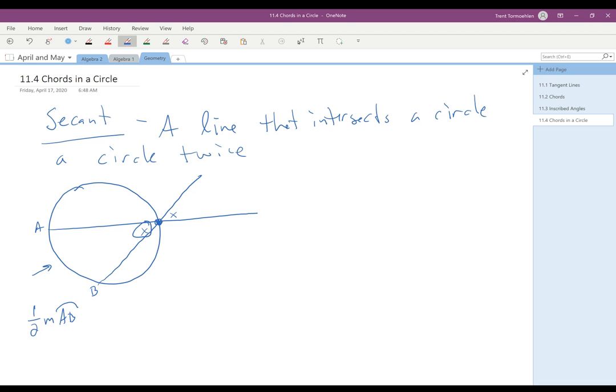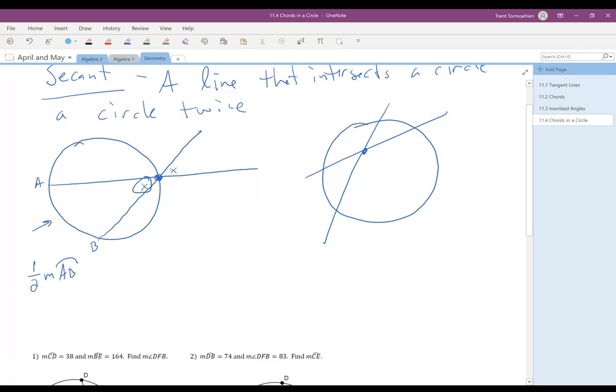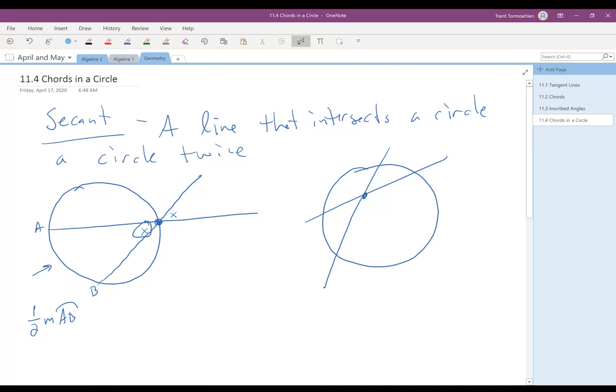Well, the two secants don't have to intersect on the circle or at the center. They can also intersect in other places. For example, you could have two secants like this that intersect like that. This point right here is not on the circle, so it's not inscribed. It's not at the center, so it's not a central angle. So the question is, how do we find the measure of that angle? Well, it turns out there's a nice theorem associated with that.